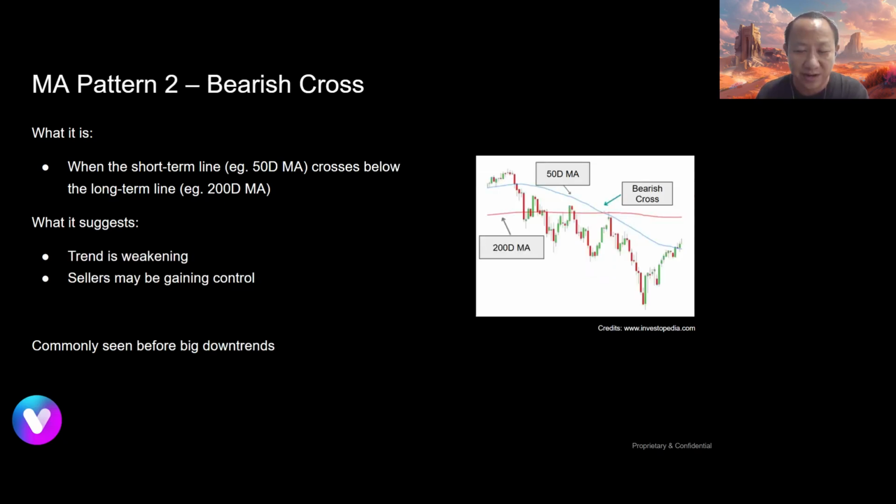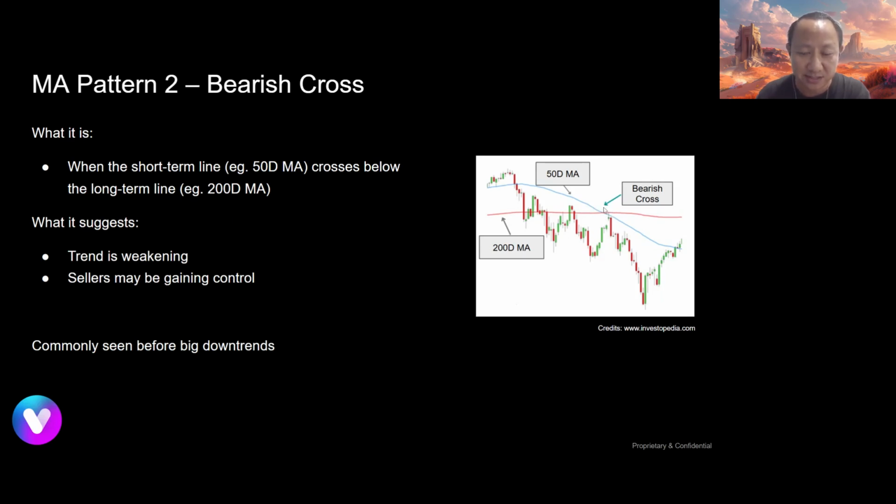Right? All right, now we are on to our second moving average pattern, which is called the bearish cross. Now, this occurs when there are two lines on the chart. So you've got a short-term line called the 50-day moving average, and you've got the long-term line called the 200-day moving average. So over here on the right, the short-term line is the one in blue, and the long-term line is the one in red. And when they cross, this point is called the bearish cross.